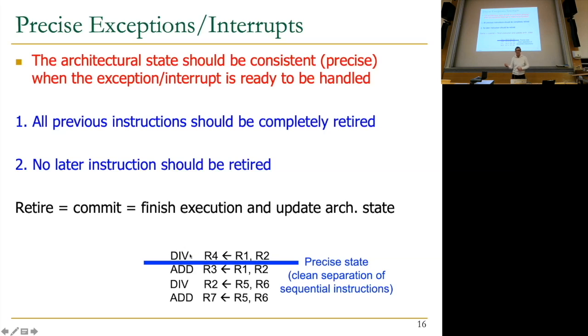So why is this useful? Because the programmer now can make sense out of the program, right? If this divide causes an exception, the programmer knows that R3 is not updated with this add, R2 is not updated with this divide, R7 is not updated with this add. Basically nothing after this divide has finished, and everything before this divide has updated the state. So they can actually reason about what happened and how this potentially can be fixed.